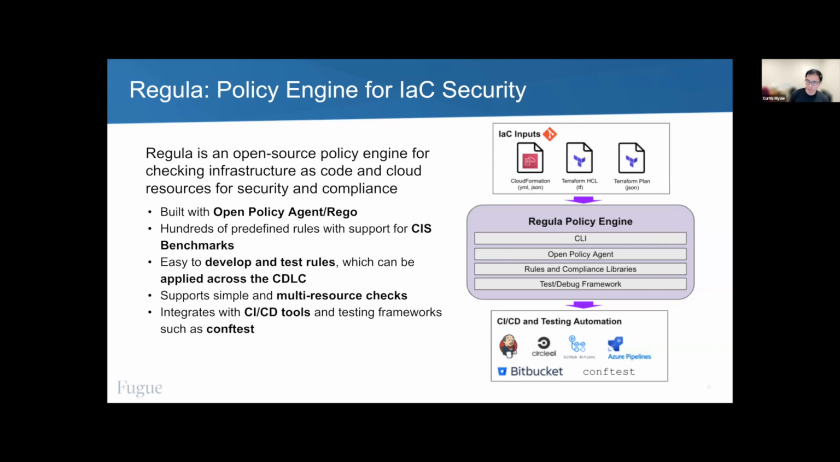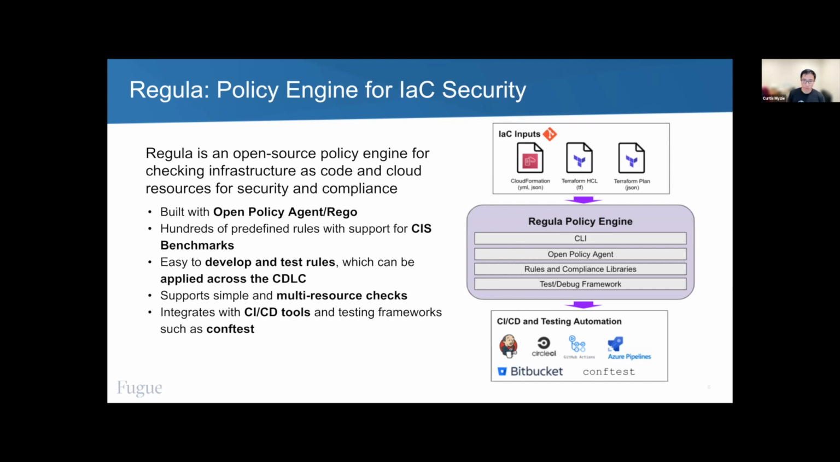Another aspect of this that we felt was very important is that, while many checks you might want to make on cloud resources are very simple, they might just be simple resource attributes, in a lot of cases, what you're checking for can get very complicated, right? You might be looking at IAM policy and how it relates to different resources. And so having a multi-resource type check can be very powerful and very important from a security perspective. And so that's something that Regula supports as well.